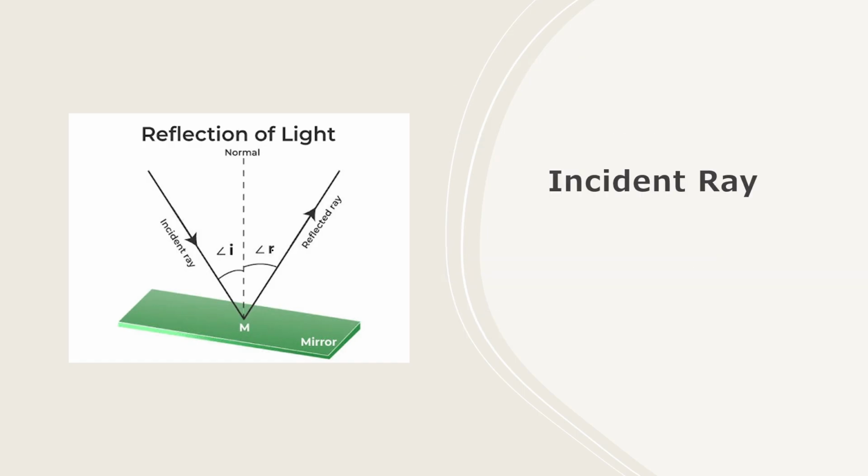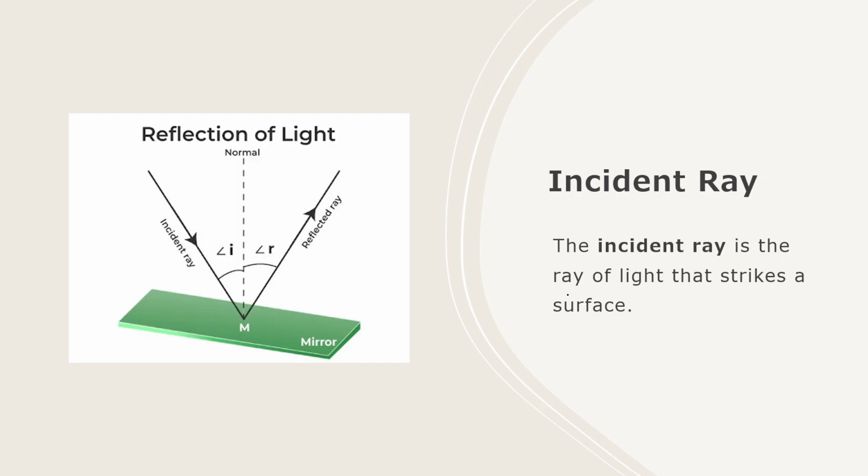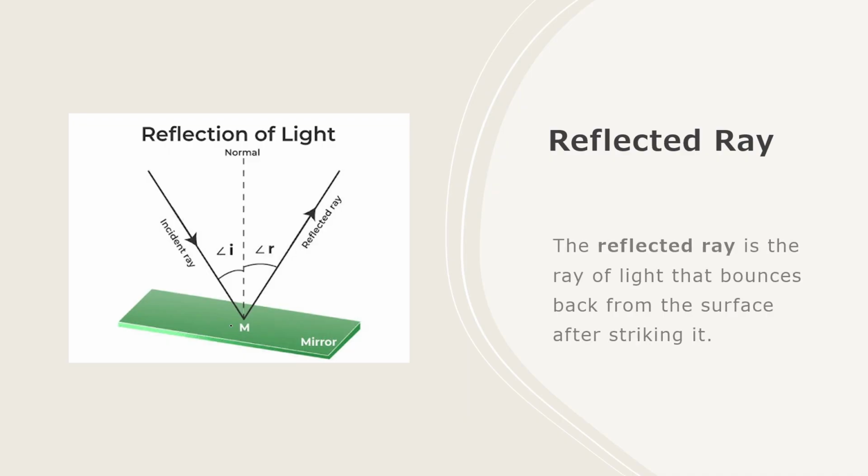Now second is incident ray. You all know that incident ray is a ray of light that strikes the surface. So in the diagram it is clear, the light ray which hits the surface. Then next is a reflected ray. Reflected ray is also quite familiar to you. The ray which bounces, as shown in the diagram. This ray is called reflected ray.